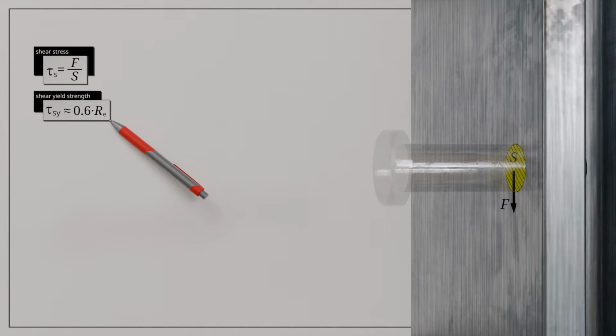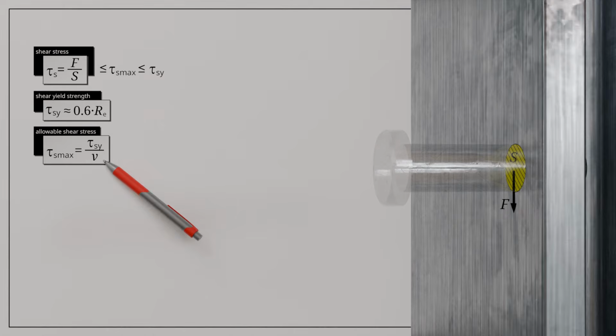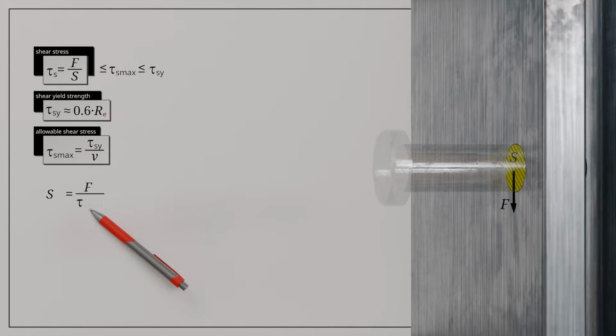For the design of a component subjected to static shear loading, the condition therefore applies that the actual shear stress must be smaller than the shear yield strength of the material. For safety reasons, the maximum allowable shear stress used in practice is significantly lower. The ratio between the shear yield strength and the maximum allowable stress is expressed by the safety factor nu. In practice, given a selected safety factor and a known shear yield strength for the material, the maximum allowable shear stress can thus be determined. By rearranging the shear stress formula, a given external force and the maximum allowable shear stress can be used to calculate the minimum required cross-sectional area of the component.